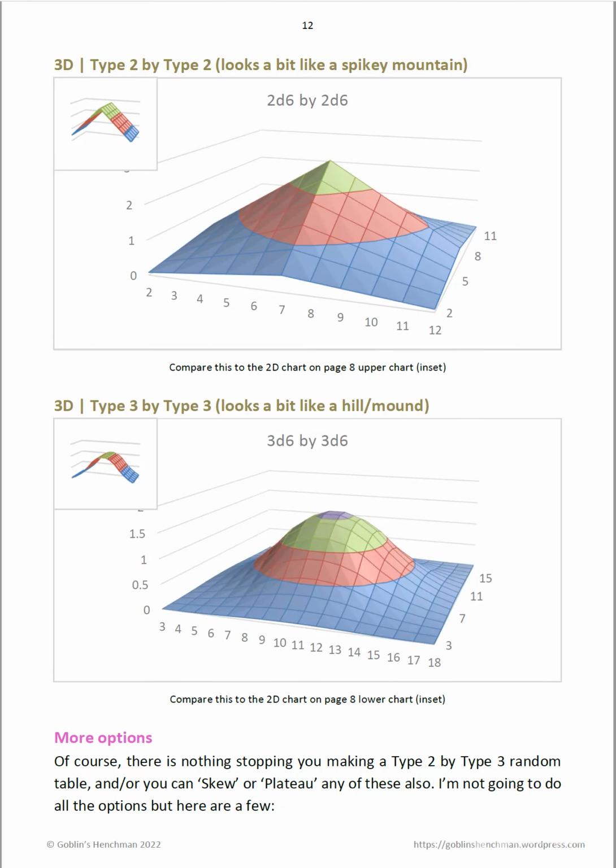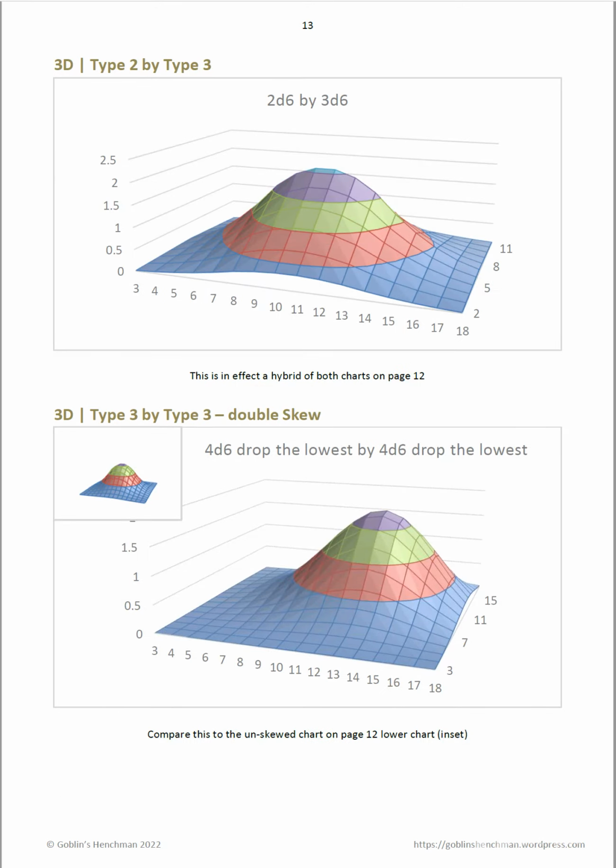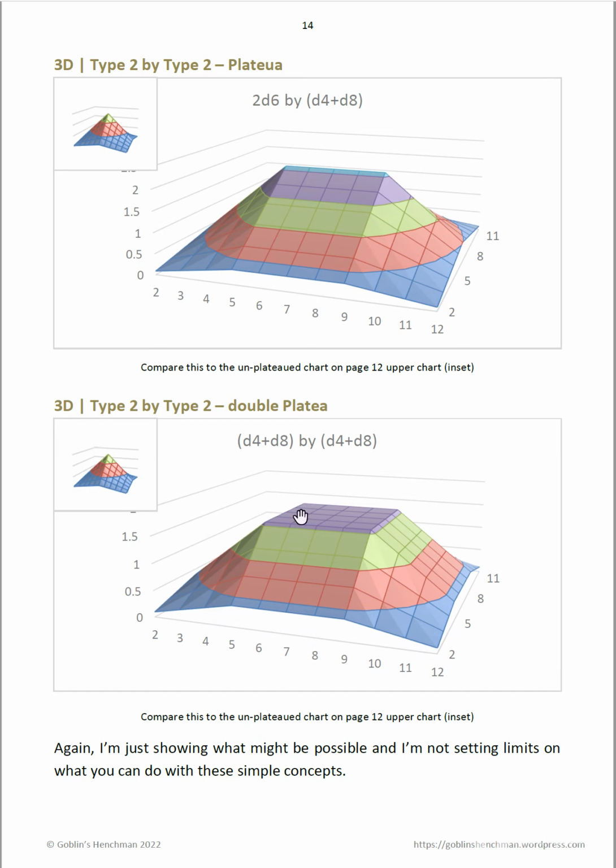and so on. Then you can get into even more interesting ideas where instead of d6 on one axis and 2d6 on the other, you could have 2d6 on one axis and 2d6 on the other, or 3d6 on one axis and 3d6 on the other. This is smoother and this is a bit more jagged. But again, you can mix it up. You can do skewing, so you've got 4d6 by 4d6 and you really push this peak into the corner. You can plateau, for example double plateau, by doing d4 plus d8 and d4 plus d8.